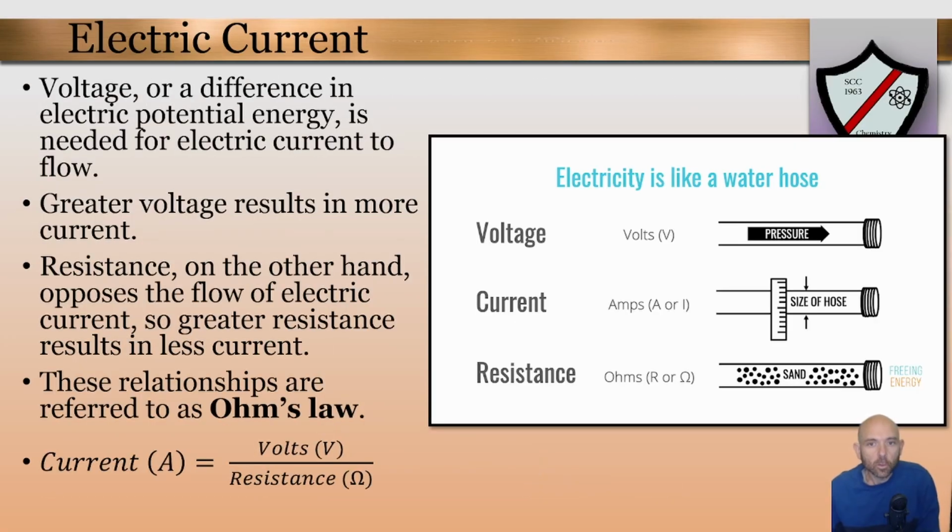The fundamental relationship between voltage, current, and resistance is defined by Ohm's law. This law states that the current in a circuit is directly proportional to the voltage applied and inversely proportional to the resistance of the circuit. This simple mathematical relationship, current equals voltage divided by resistance, is the primary tool for all electrical engineering.